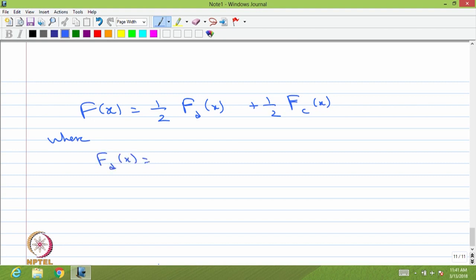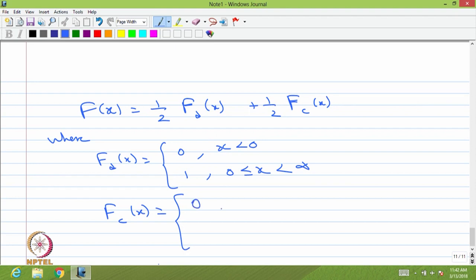the discrete part is itself a CDF, which is 0 for x less than 0 and 1 from 0 onwards, whereas the continuous part is again a CDF: till 0 it is 0, it takes the value x between 0 to 1, and it becomes 1 from 1 onwards. So, the discrete part F_d(x), that alone is a CDF of a discrete type random variable which has the mass at 0 and the jump value is 1.